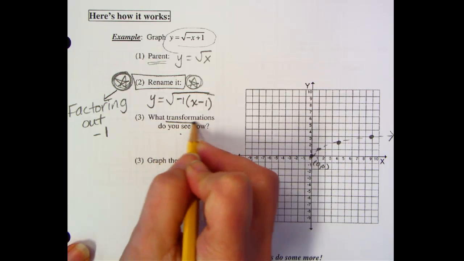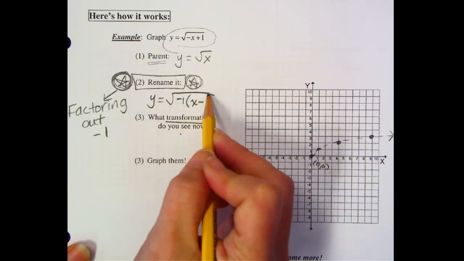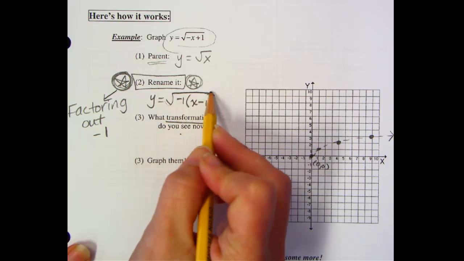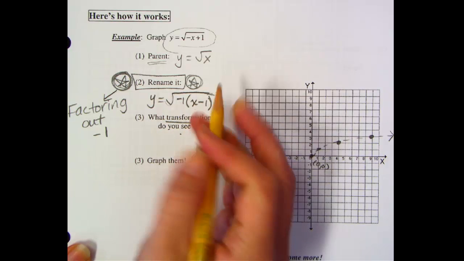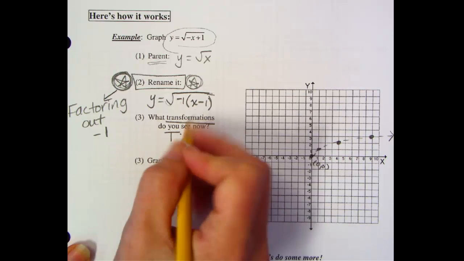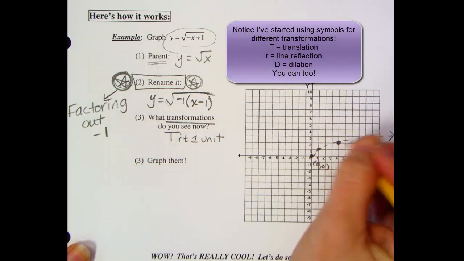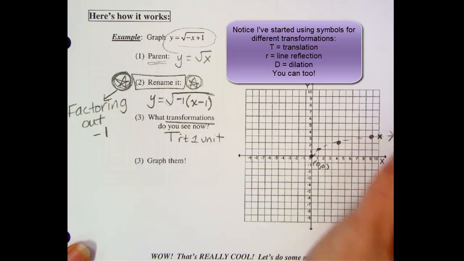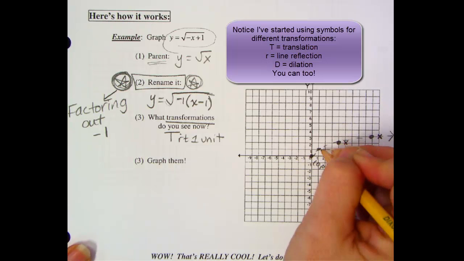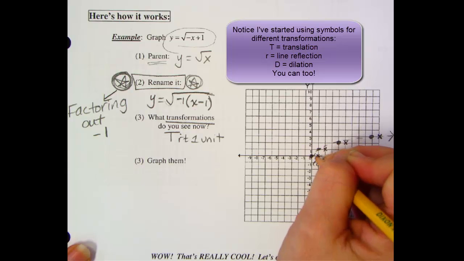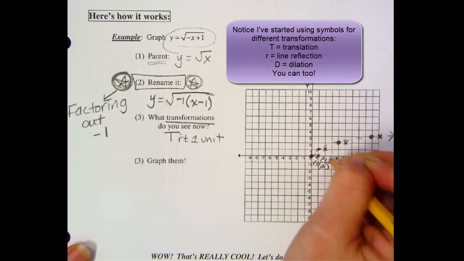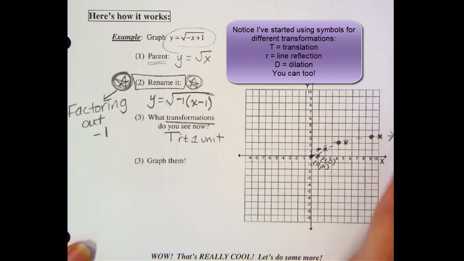We look for transformations. Within my parentheses, my grouping symbol, I have x minus 1. Well, that's a translation to the right 1 unit. So I can take all the points on my parent and translate them to the right 1 unit, which means my anchor point also moves right 1 unit. Now because I don't have different colors, I'm using different symbols.